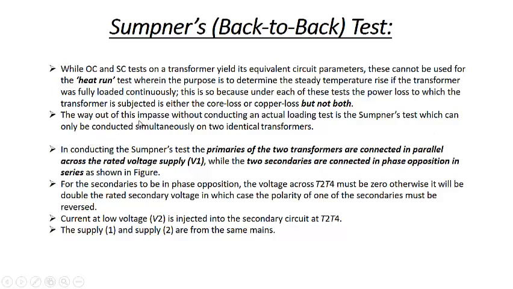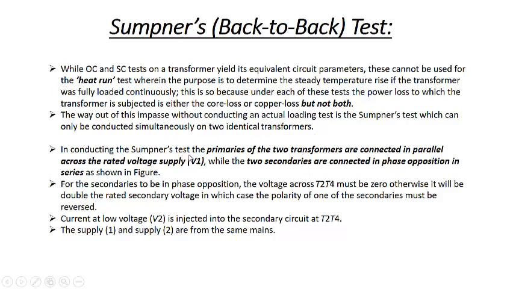The way out of this, without conducting an actual load test, is the submerged test. In this case, we're not actually loading the transformer by putting some load, but the submerged test is an indirect test where both the losses are present in the transformer, but we are not actually loading the transformers, which can only be conducted simultaneously. But here we need to have two identical transformers on which this submerged back-to-back test can be performed.